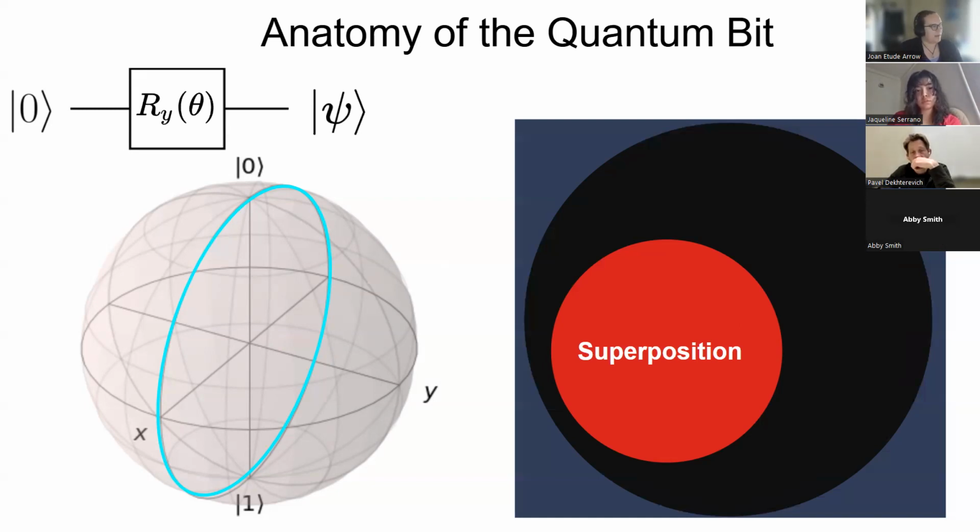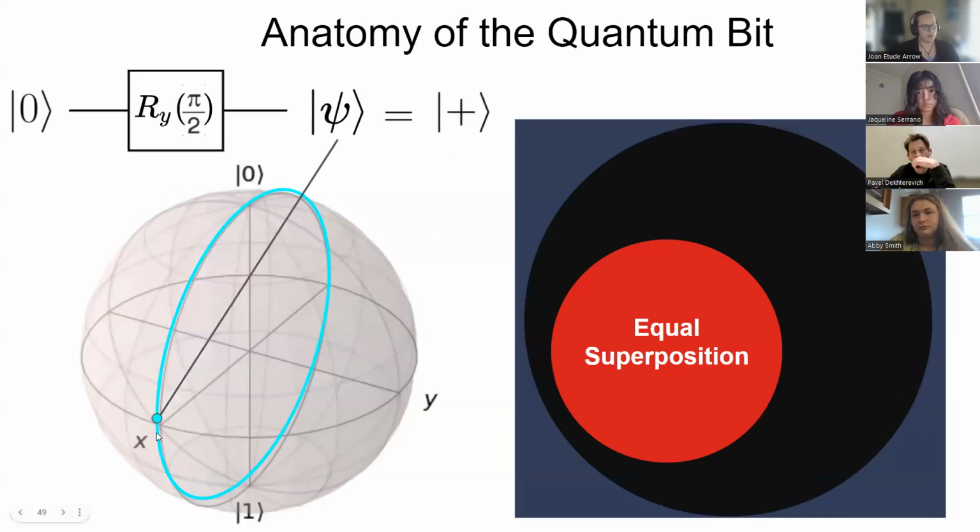So can someone tell me, if I wanted a cat that's equally likely to be alive and dead, I would want a point halfway between 0 and 1 on this blue circle. So that's a point on the equator, the widest part of the circle. And if I move that point closer to the 0, what does that do to my probabilities? What's more likely, 0 or 1? 0. 0 is more likely if you're closer to 0. And if you move it closer to 1, 1 is more likely.